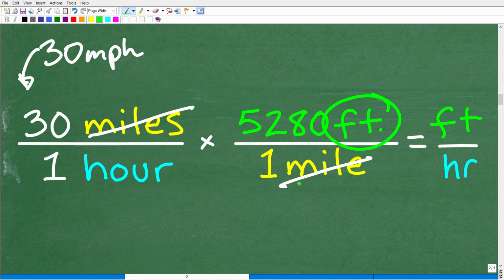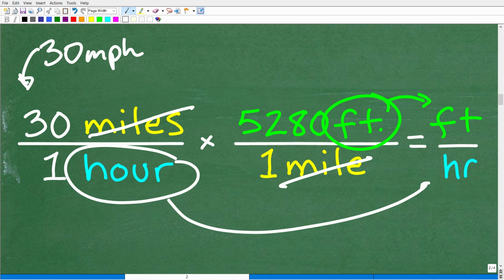So when I multiply this, what are the units of measure that remain? Well, I'm going to have feet for my distance, and I still have hours for my time. So if I did this multiplication, 30 times 5,280, my answer would be how many feet per hour? Okay, so that's not what I want, right? So I have feet per hour. We're getting closer. I want feet per second.